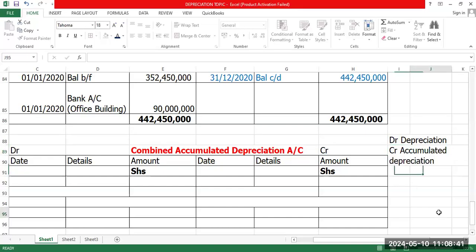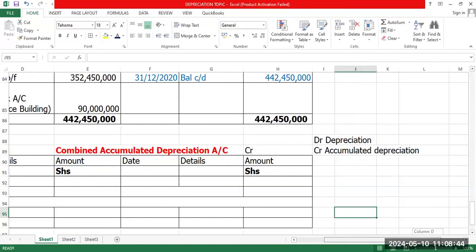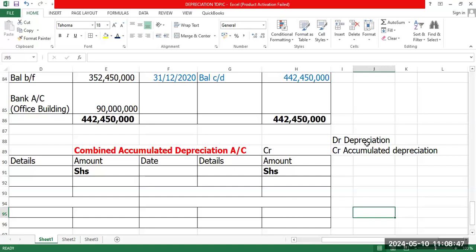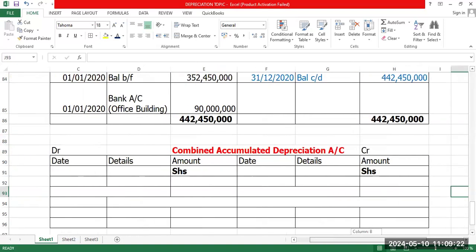The fact that you're trying to increase the depreciation, you keep on accumulating the depreciation you have from the previous years. But this depreciation is just depreciation for 1 year. This accumulated depreciation is depreciation for previous years, including the current year. So this one is for a single year, this one combines all years.